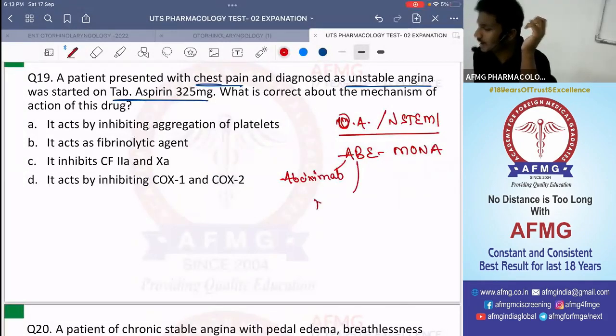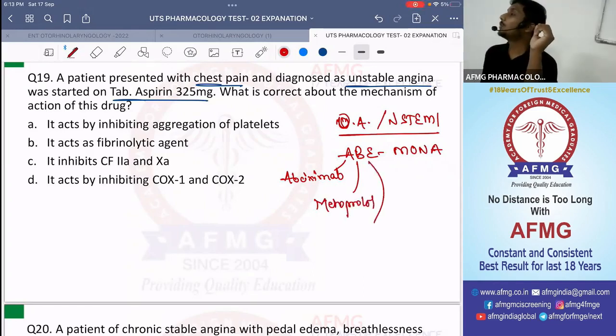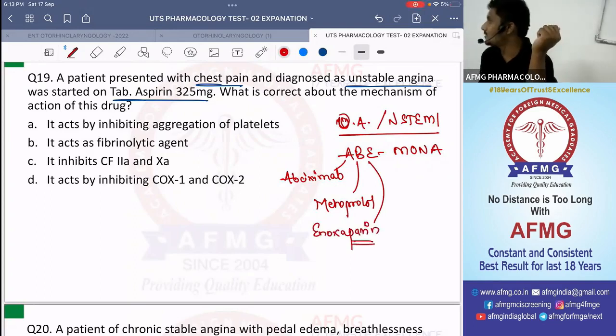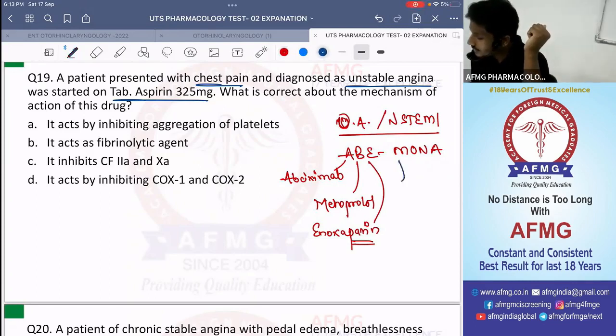B goes for a beta blocker, a cardioselective beta blocker or selective beta 1 blocker. It is usually a drug like metoprolol which is used. E goes for a low molecular weight heparin. Very good. Enoxaparin. The drugs with the suffix parin are nothing but low molecular weight heparins usually. Okay? Dalteparin, enoxaparin, these are low molecular weight heparins. M goes for morphine, which is given for pain relief, as an analgesic.